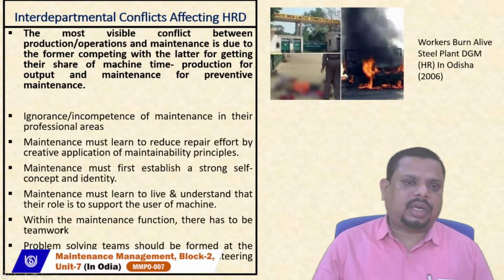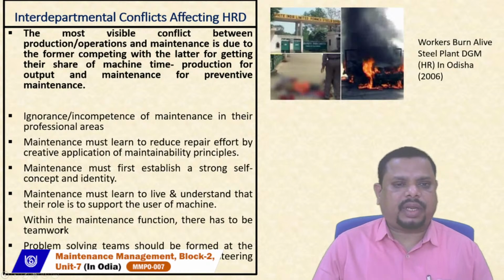So what are the different factors that should be considered under interdepartmental conflict affecting HRD? The first is ignorance or incompetency of maintenance in their professional areas. Then maintenance must learn to reduce repair effort by creative application of machinability principles. Maintenance must first establish a strong self-concept and identity. And maintenance must learn to understand that its role is to support the users of the machines. Within the maintenance function, teamwork is needed, and problem-solving teams should be formed at the level of operators as well as mechanics.